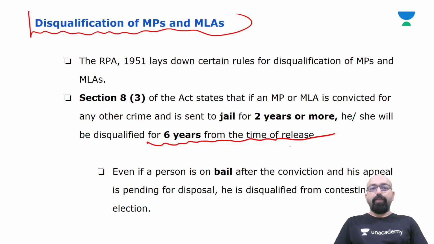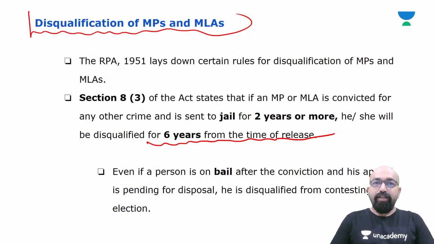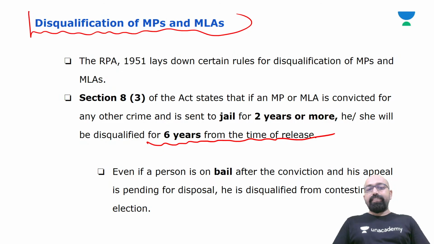Yes, the RPA 1951, which lays down certain rules for disqualification of members of parliament and members of legislative assemblies, where Section 8, Clause 3 of the Act states that if an MP or MLA is convicted for any other crime and is sent to jail for 2 years or more, he shall be disqualified. He or she will be disqualified for 6 years from the time of release. And even if a person is on bail after the conviction and his appeal is pending for disposal, he is disqualified from contesting an election.